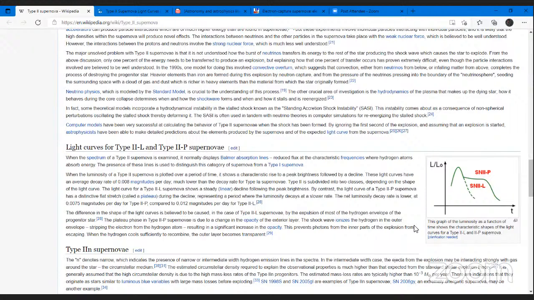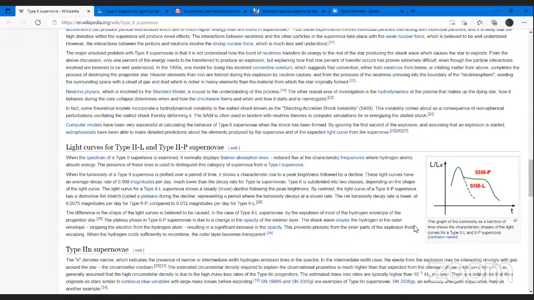Then a general question might arise: why is the shape the same till peak brightness? The supernova type 2 is not distinguished into P and L until after peak brightness, when it gets distinguished into two types. So why is that difference happening? All might be thinking.